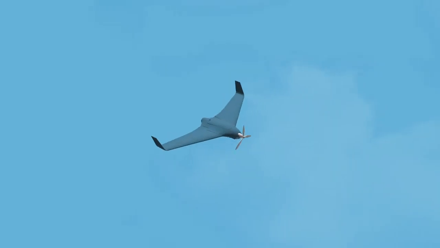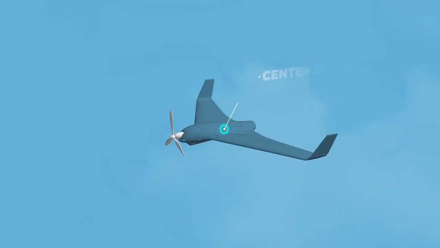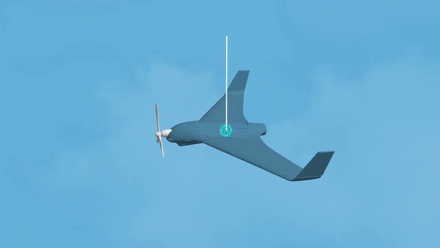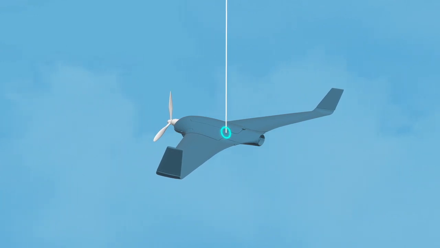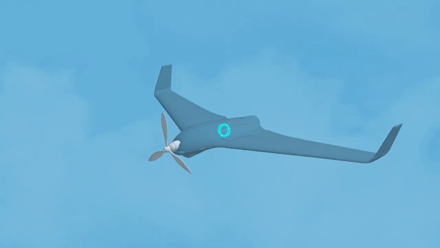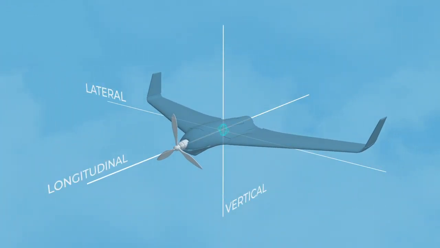The average location of a drone's mass is a point that is called the center of gravity. If you were to suspend a drone from its center of gravity point on a line, it would remain perfectly stable. Each of the 3 axes of rotation move about the center of gravity. Let's look at each axis.